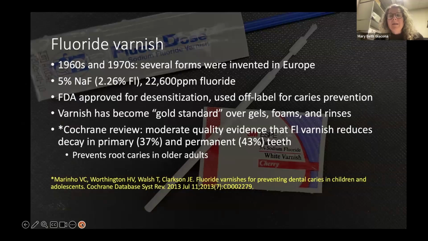So when you think about compliance and children being expected to actually brush and use that fluoridated toothpaste appropriately twice a day, every day, I think everyone can appreciate that that might not always be happening, right?